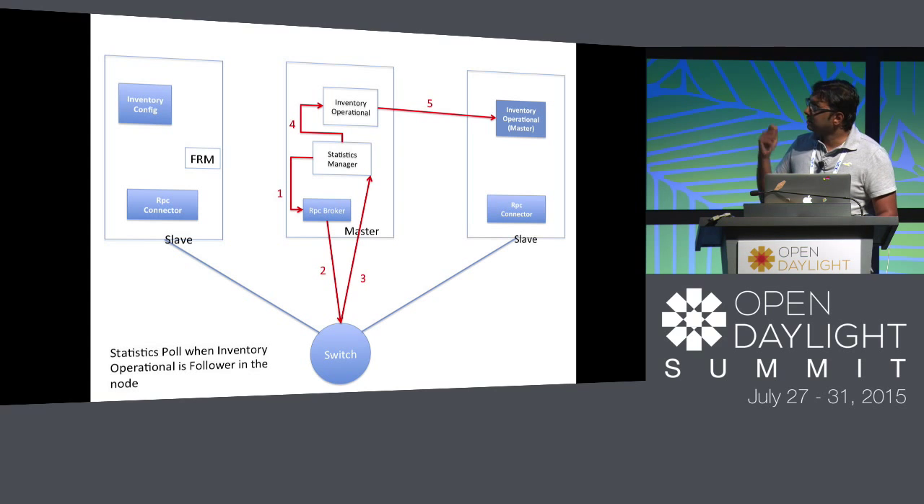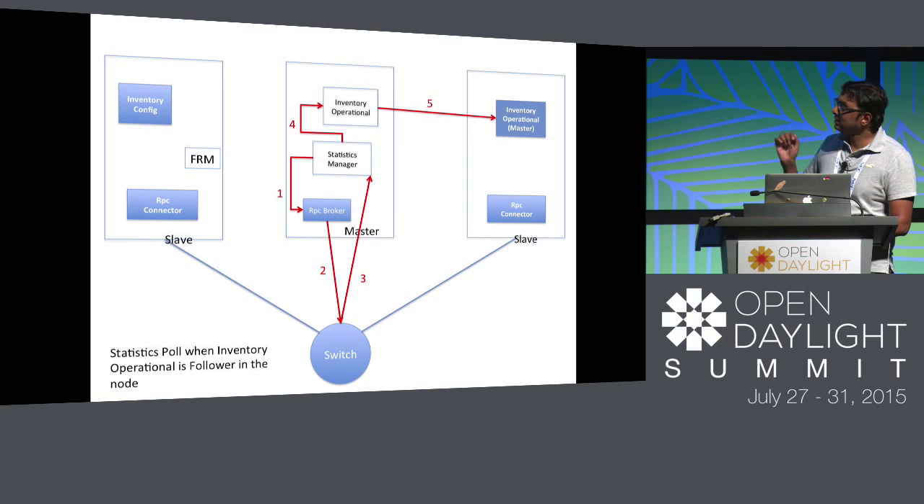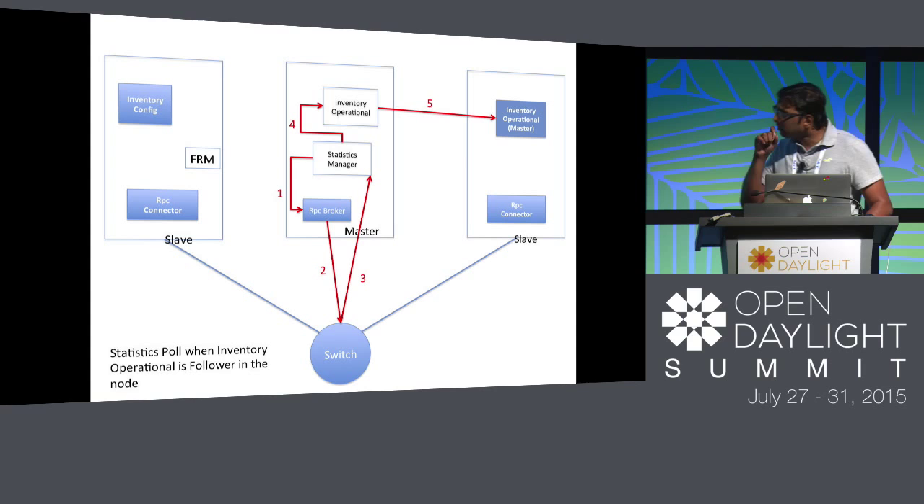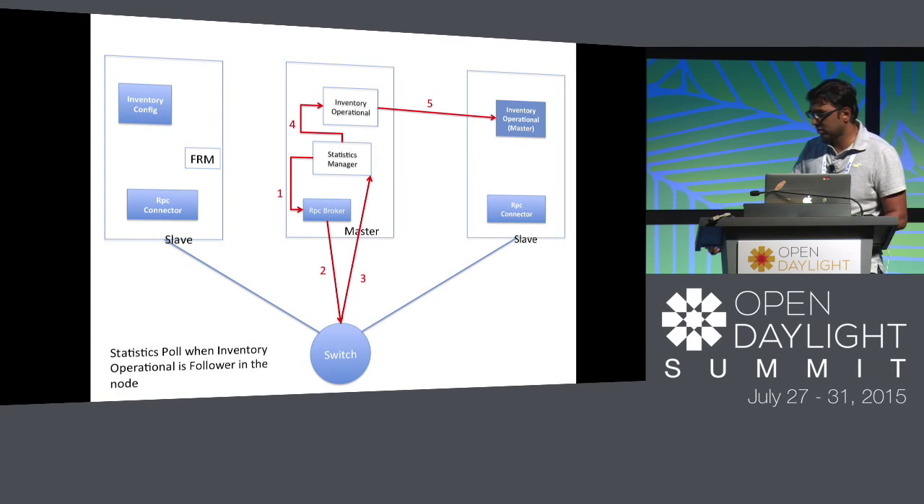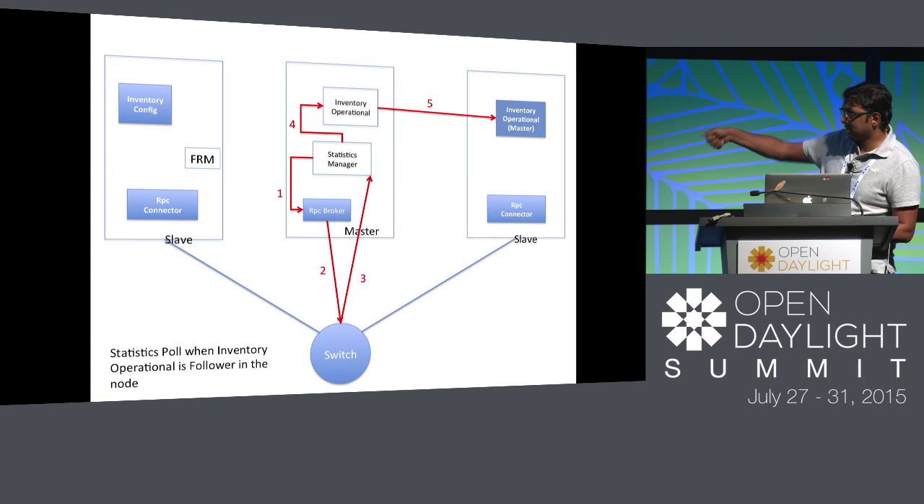In the helium design, the stats manager is situated outside of the OpenFlow plugin as an app. So what's happening over here is that the stats manager makes a request, makes an RPC, and that RPC is going to the switch. You get a notification back from the switch, like a multipart response, which is picked up by the stats manager from the switch. That's the number 3 over there.